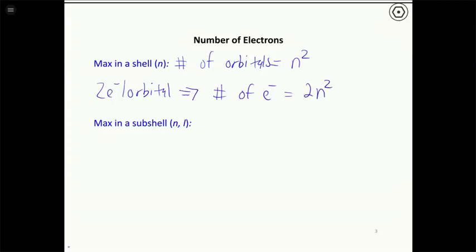The third shell would be 2 times 3 squared, which is 18. So the higher the shell number, the more electrons you could potentially put into that shell because there are more orbitals available.